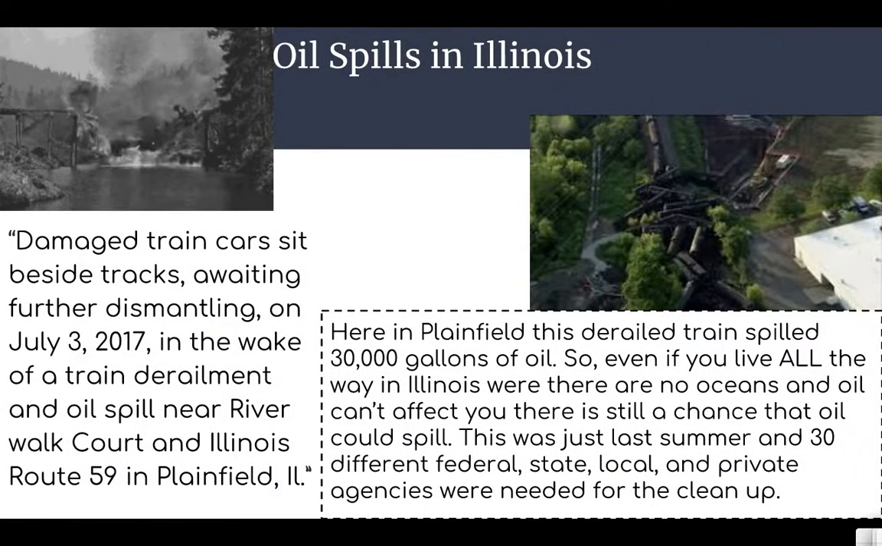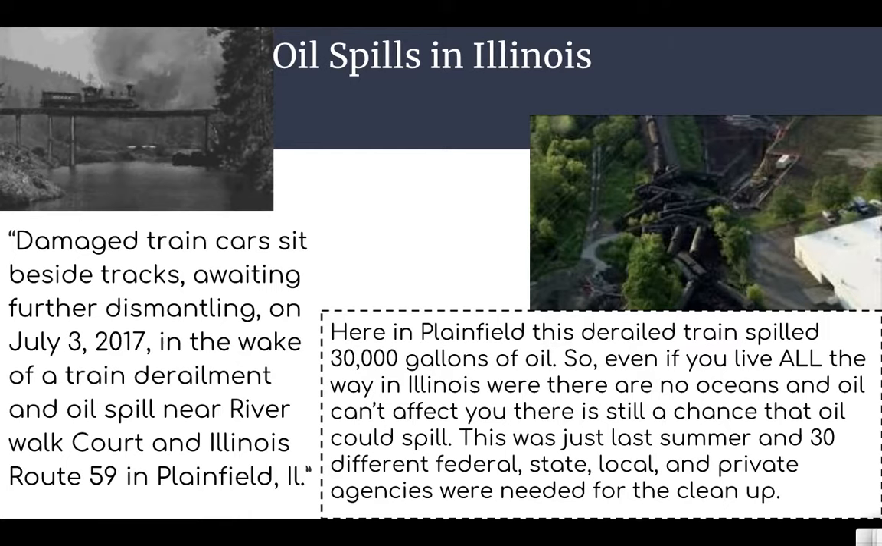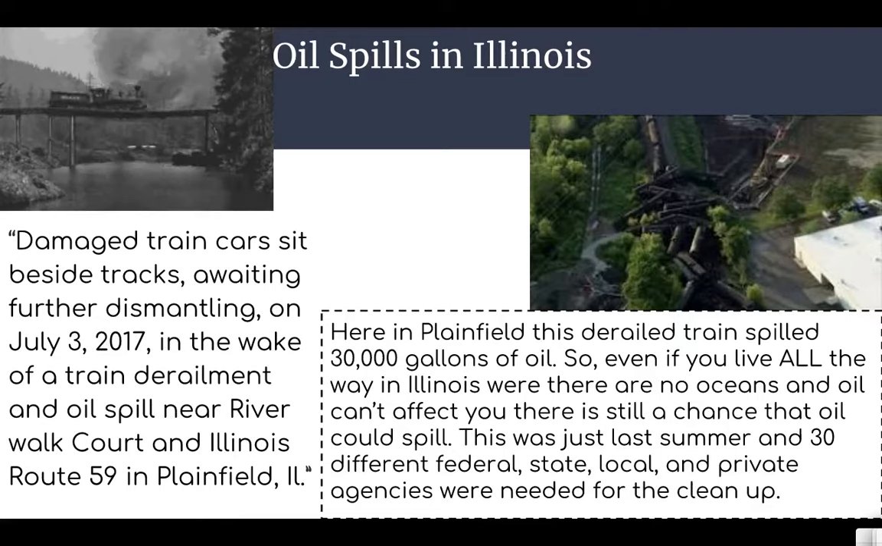Oil spills in Illinois. Here in Plainfield, this derailed train spilled 30,000 gallons of oil. So, even if you live all the way in Illinois, where there are no oceans and oil can't affect you, there is still a chance that oil could spill. This was just last summer, and 30 federal, state, local, and private agencies were needed for the cleanup.